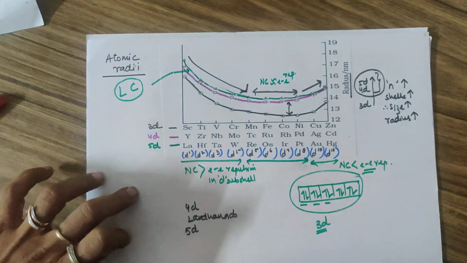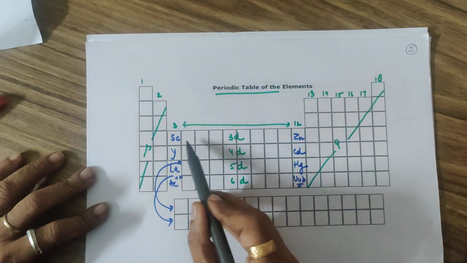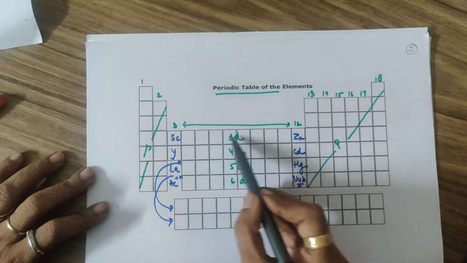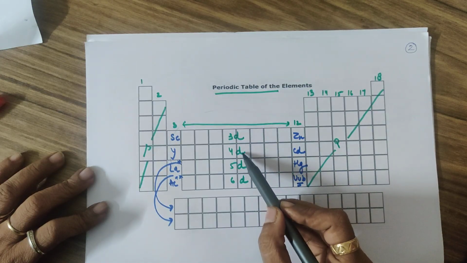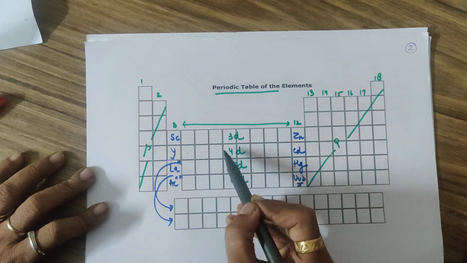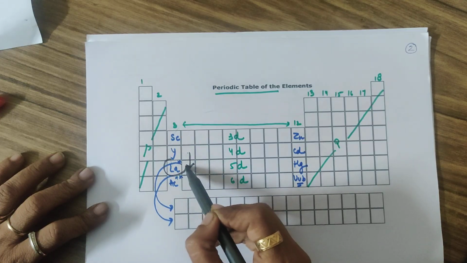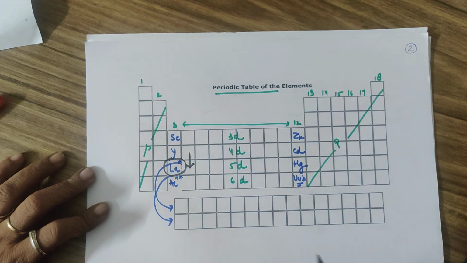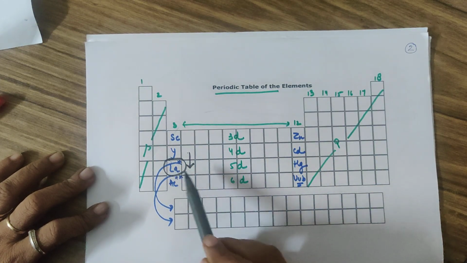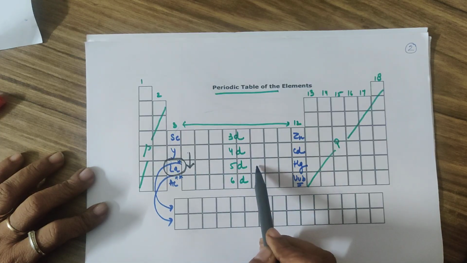Let me show it to you. This is your 3D series. As you go from 3D to 4D, there is an increase in shell, so size increases. But when you move from 4D to 5D, there is a presence of 14 lanthanoids. And the lanthanoids cause an effect on the size of the 5D series.